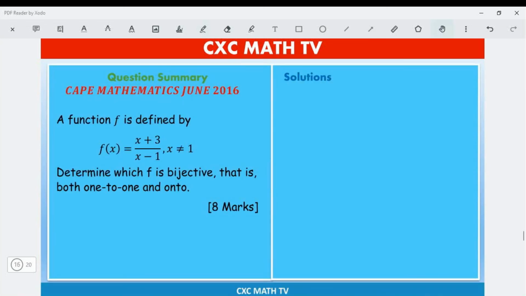Alright, now this question is taken from June 2016. A function f is defined by f of x is (x plus 3) over (x minus 1), and this is when x is not equal to 1. Determine if f is bijective, that is, determine if it is 1 to 1 and onto. Pause the video and attempt this question.